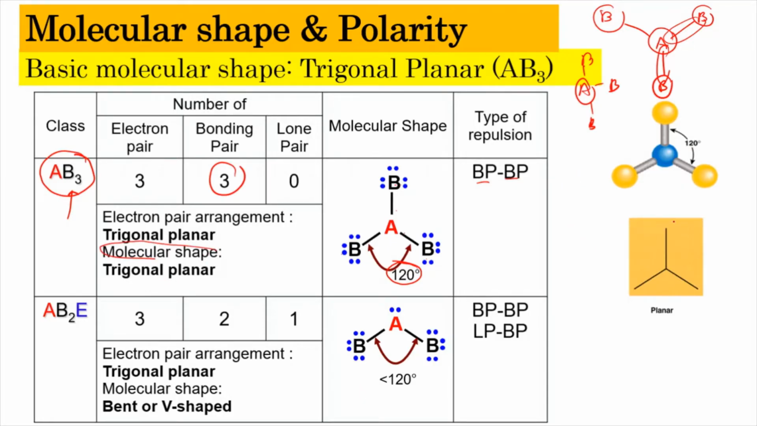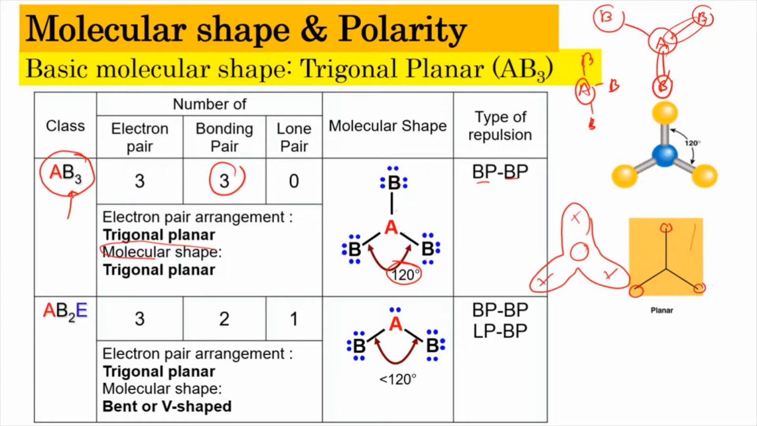Seolah-olah dalam satu plane, dalam satu permukaan yang sama, there are going to be 3 atoms. 1, 2, and 3. And you can imagine it to be something like a fidget spinner. Okay, so in this case, there are going to be 3 terminal atoms on a piece of paper, dalam satu satah yang sama. Okay.